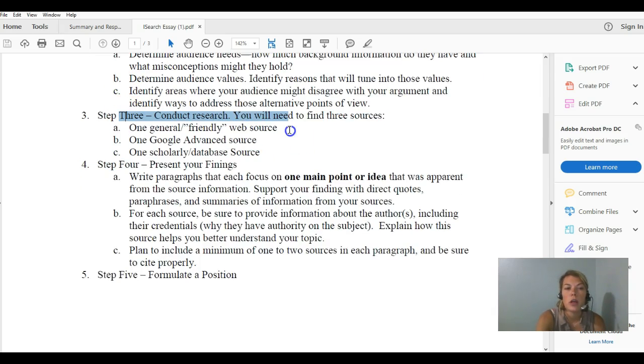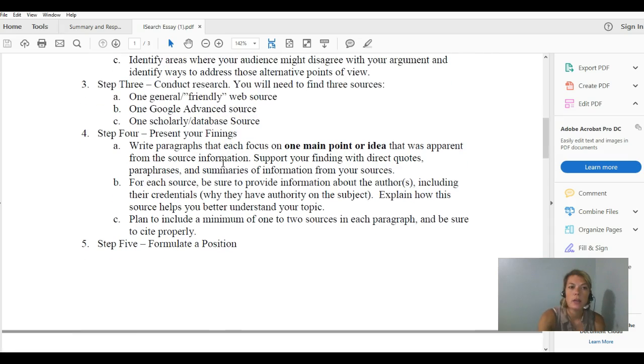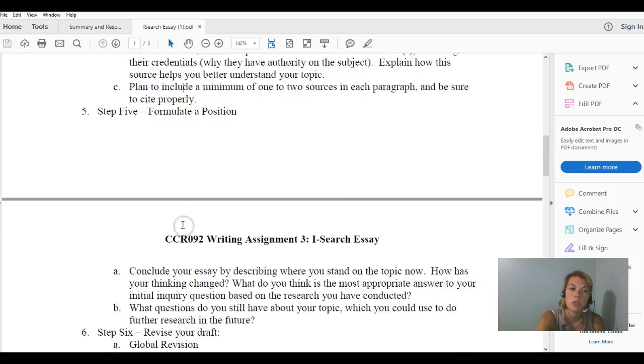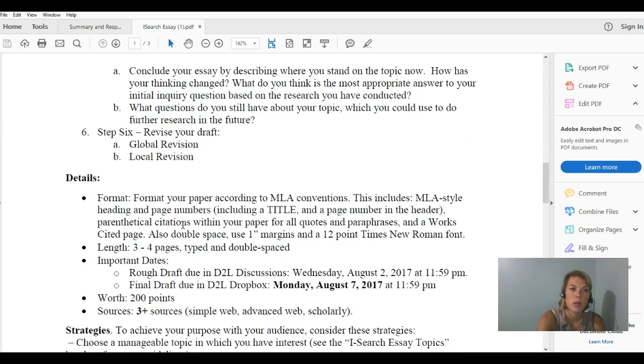Conducting research, you do need to turn in your annotations for your advanced Google search this week, and then your scholarly database source next week, but I think most of you have practiced with all three types of sources at this point, and now you're starting to present your findings. You just have the framework right now through the iSearch planning document, which of course isn't in paragraph form, but you are starting to identify those main points and ideas. Again, analyzing the credentials as we were just talking about, and here's where it says you need to make sure you have a minimum of two sources in each body paragraph.